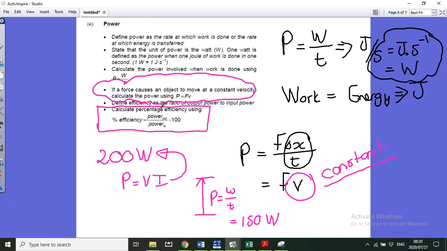If you get an answer that is bigger than 100, you must know that you've done something wrong, because no motor can be more than 100% efficient. So then it would lead you to the fact that you actually swapped your values around. Powers should be easy, so please don't miss marks because you're interpreting these questions wrong. And that's it.